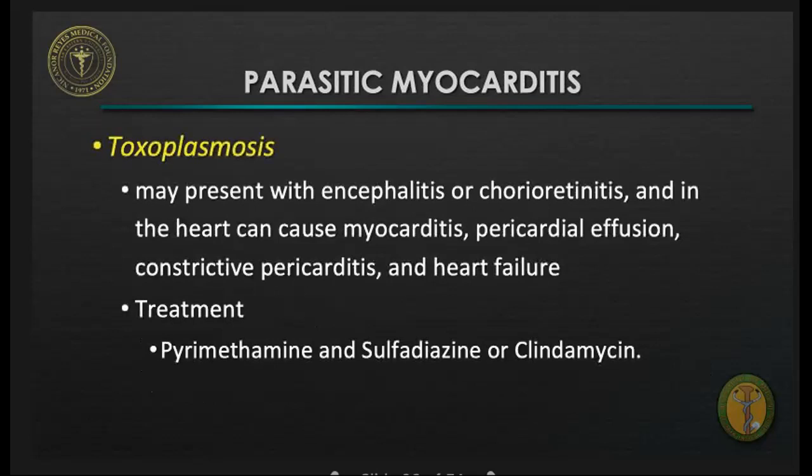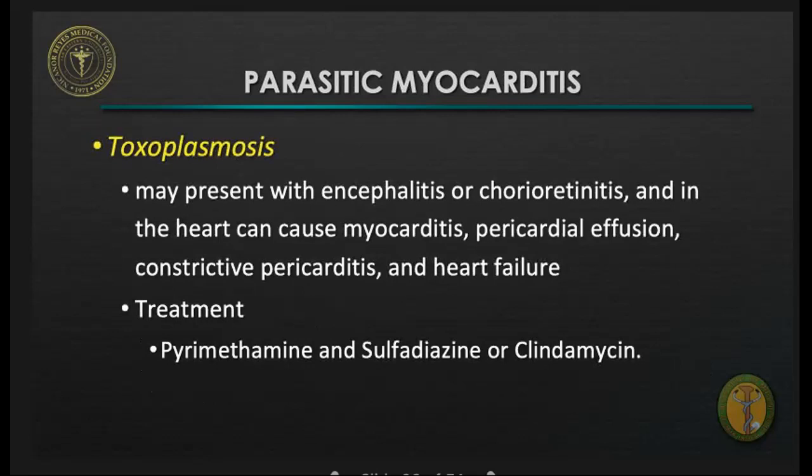Next is toxoplasmosis, which is contracted through undercooked infected beef or pork and transmission from feline feces or from cats, organ transplantation, transfusion, or via maternal fetal transmission.